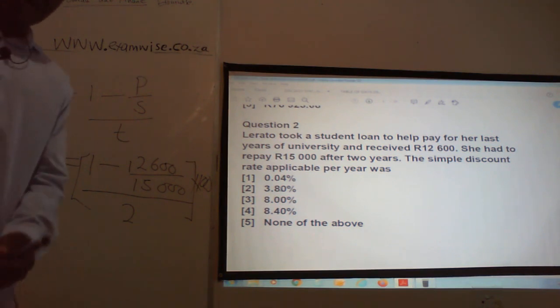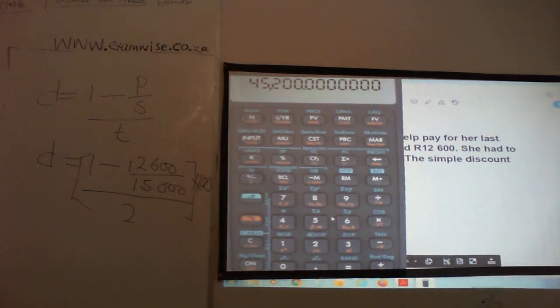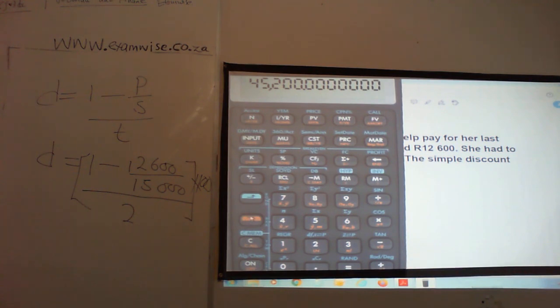So let us now punch into our Sharp Financial calculator. We always start by clearing our memory. To clear our memory, here we press the down arrow, and then we select clear all. The easiest way, if we have a situation like this, is to start by saying 12,600 divided by 15,000. Then after that, we put the answer as a negative, because here we have a negative sign.